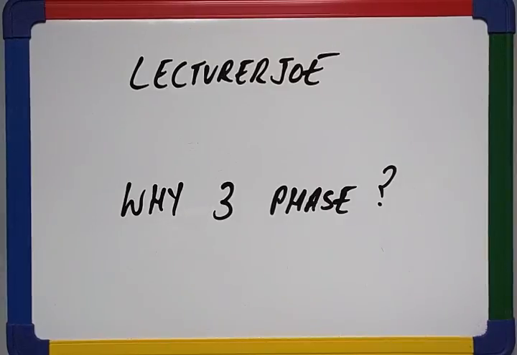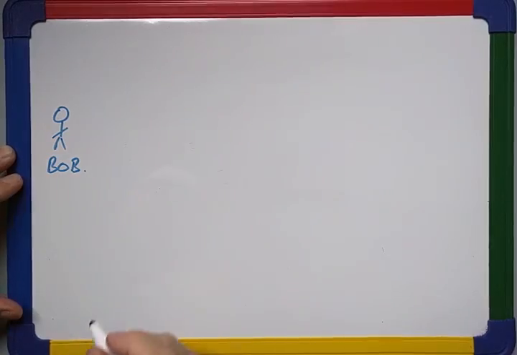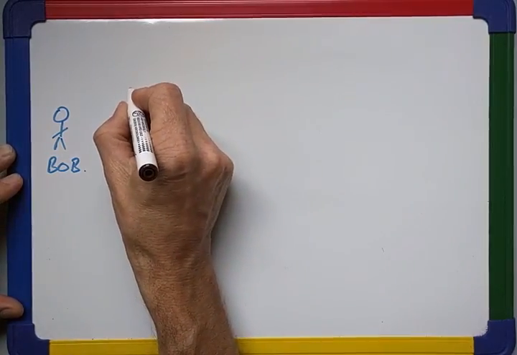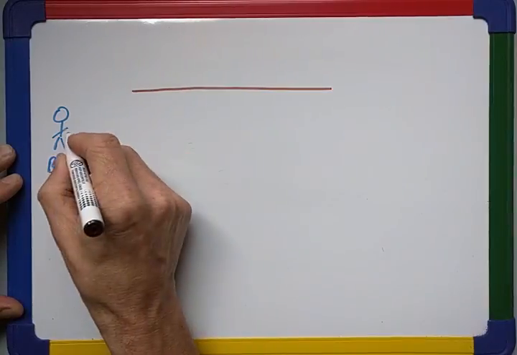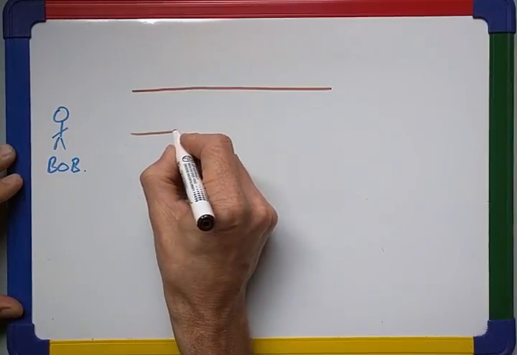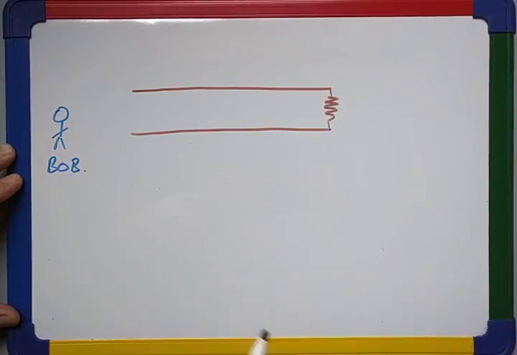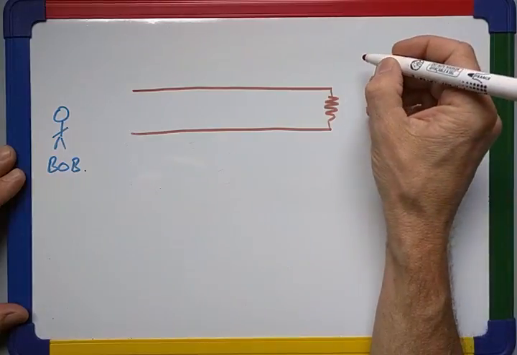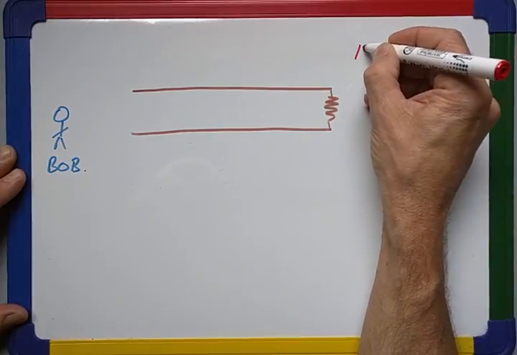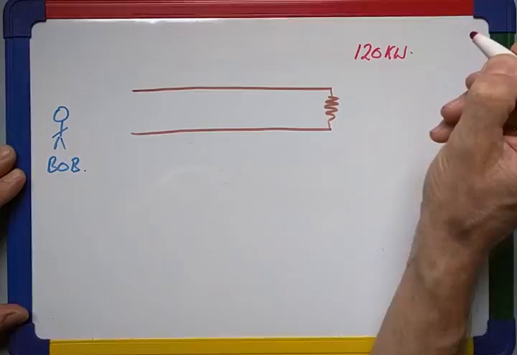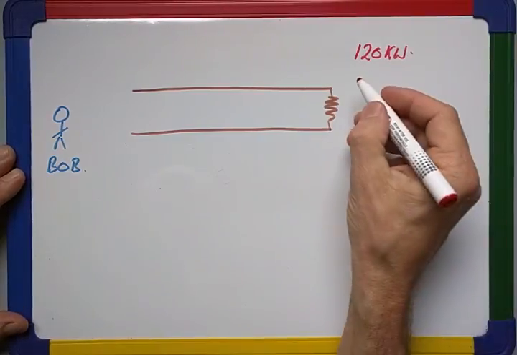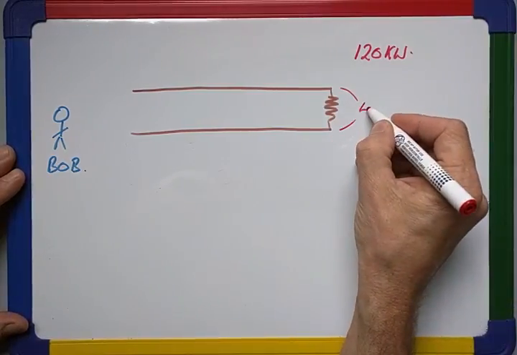We're going to take a look at why three-phase power is preferable to single-phase or multi-phases beyond three. Okay, this is Bob. Bob wants to send his electrical power from over on the left here where he has his supply over to the right where there is some sort of electrical load. So let's suppose Bob wants to send over here 120 kilowatts of electrical power at 400 volts.